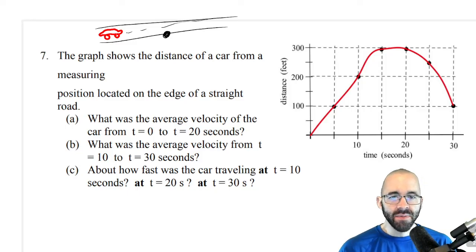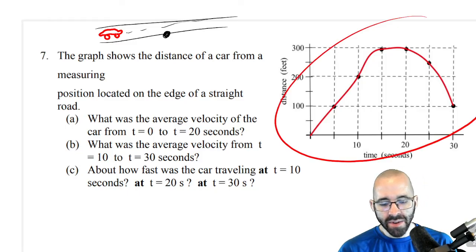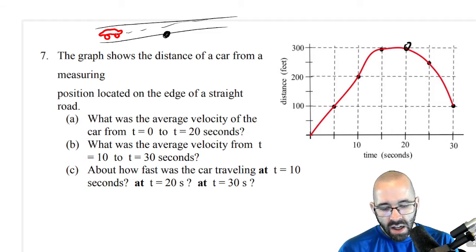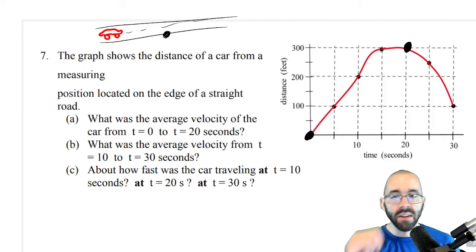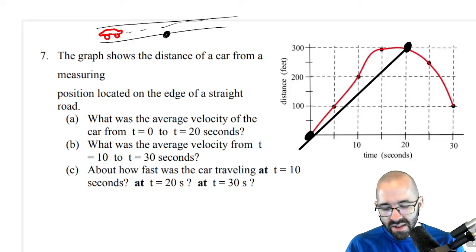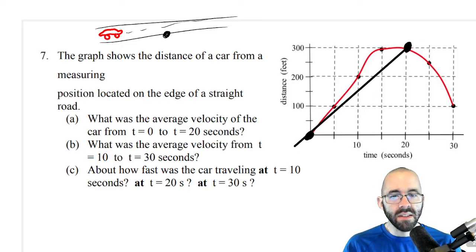So we can see how far they are at any time using this graph. What was the average velocity of the car between 0 and 20 seconds? 20 seconds, the car was here. 0, the car was here. The average velocity is just going to be the slope of the secant line connecting these 2 points.